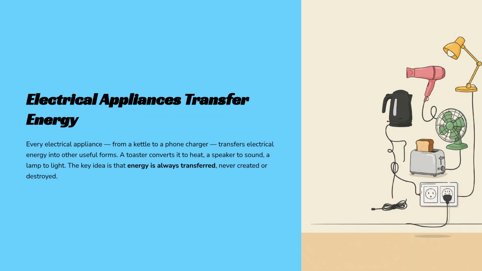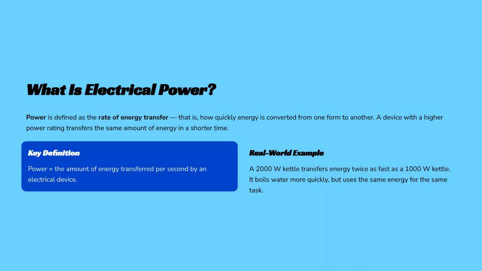Electrical appliances are designed to transfer energy into useful forms, like heat, sound, or light. Remember, in physics, energy is always transferred and never created or destroyed. Electrical power is the rate of energy transfer. A higher power rating means a device converts energy more quickly. For example, a 2,000-watt kettle boils water faster than a 1,000-watt one.